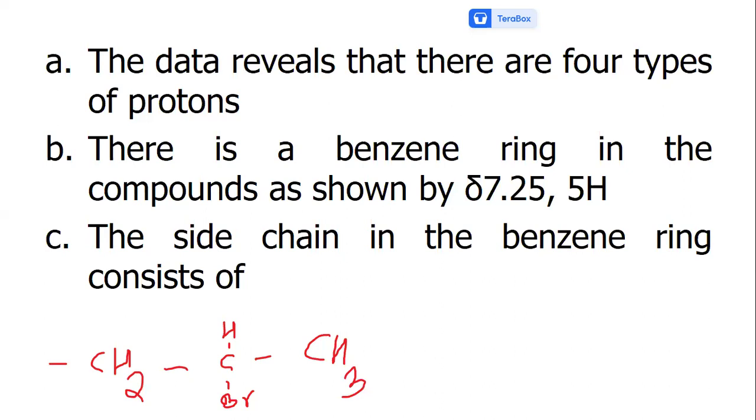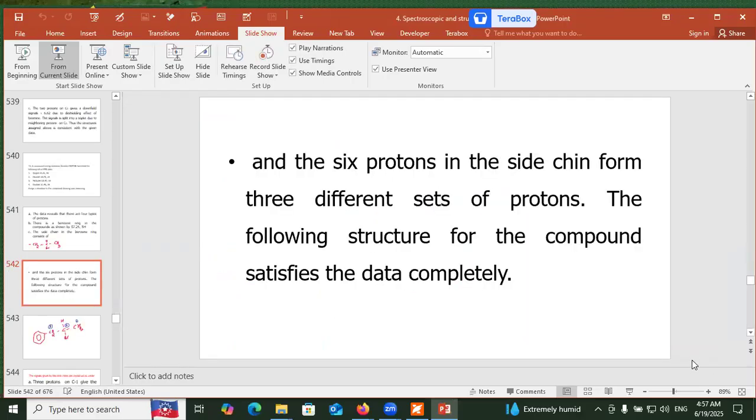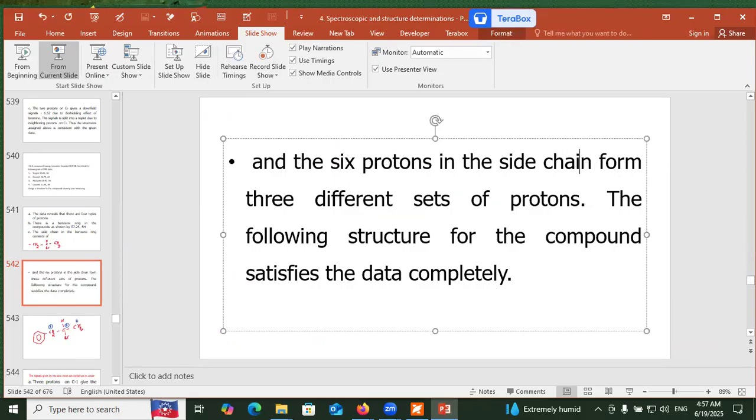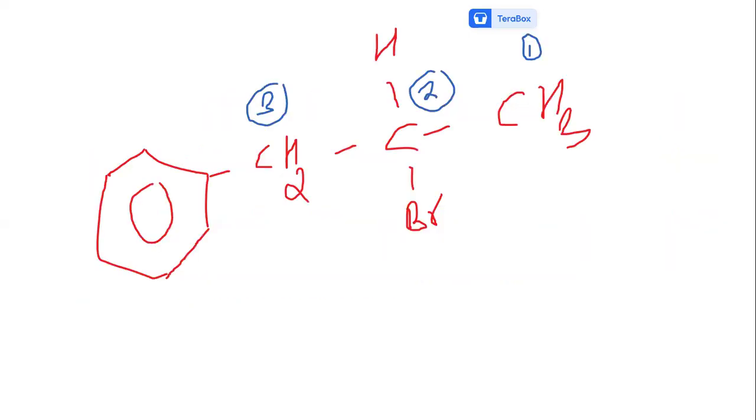The side chain in the benzene ring consists of CH2, CHBr, CH3, and the 6 protons in the side chain form 3 different sets of protons. The following structure for the compound satisfies the data completely: ring, CH2, CHBr, and CH3.